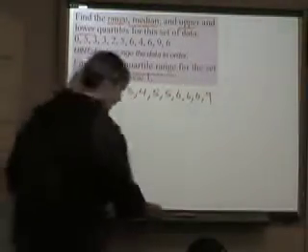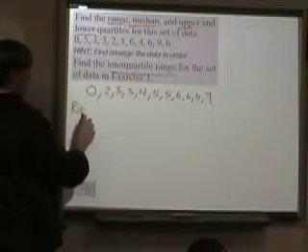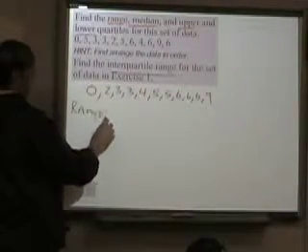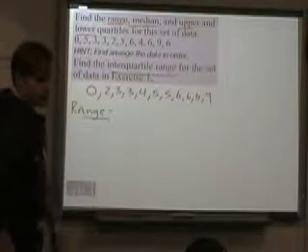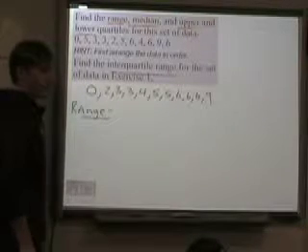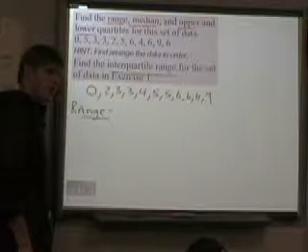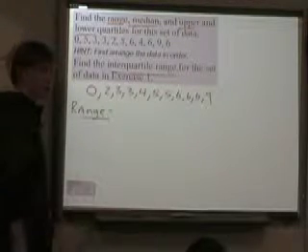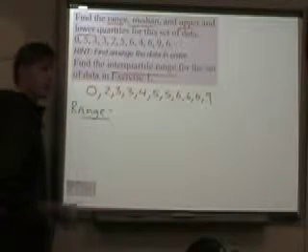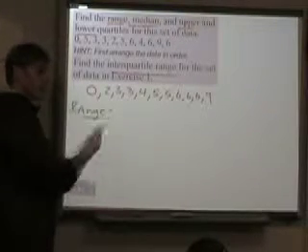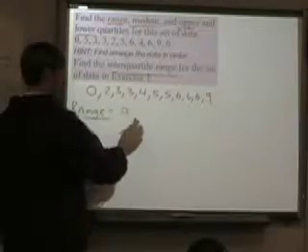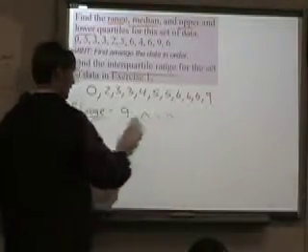Now, the first thing they want us to find is the range. Now, we know the range is the biggest minus the smallest. So what's the range going to be, LA? The range is going to be 0 to 9. No. 0 minus 9. No. Biggest minus the smallest. What's the biggest number, LA? 9. So biggest is 9 minus 0 is what? Good. 9 minus 0 equals 9.